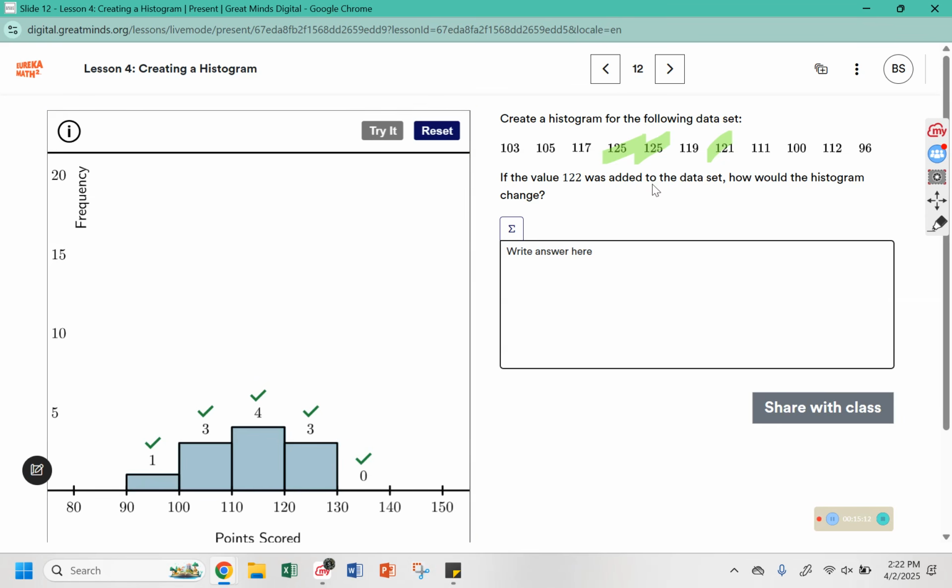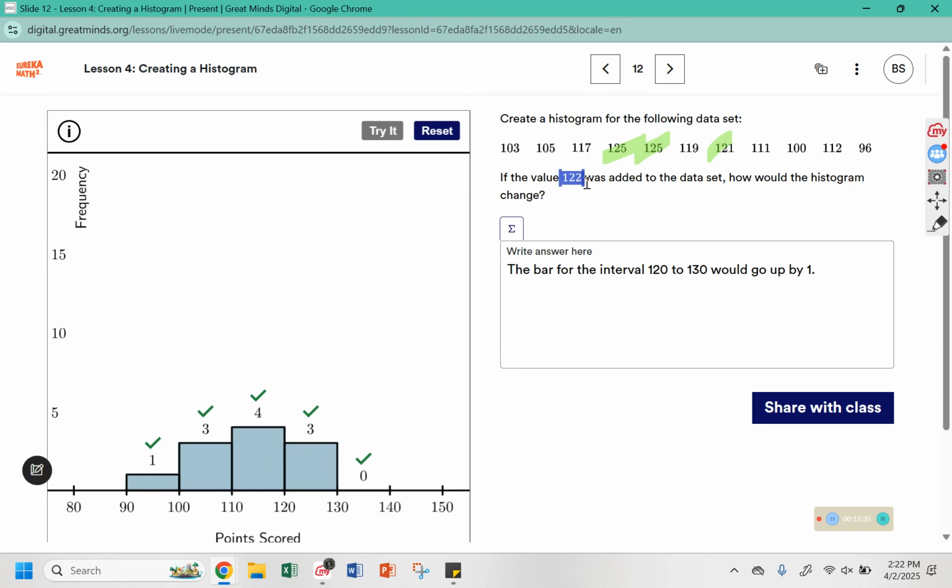Then it says, if the value 122 was added to the data set, how would the histogram change? The bar, or the interval of 120 to 130, would go up by 1. We would change this from 3 to 4 because 122 is in that interval.